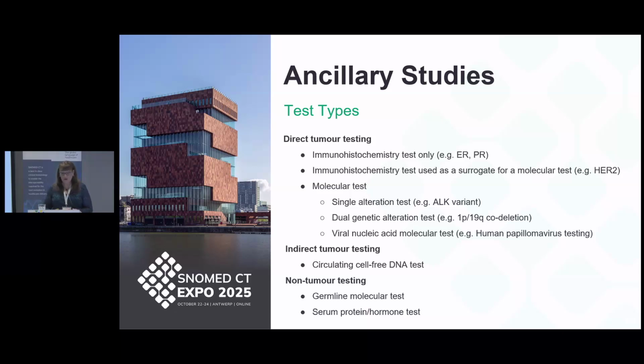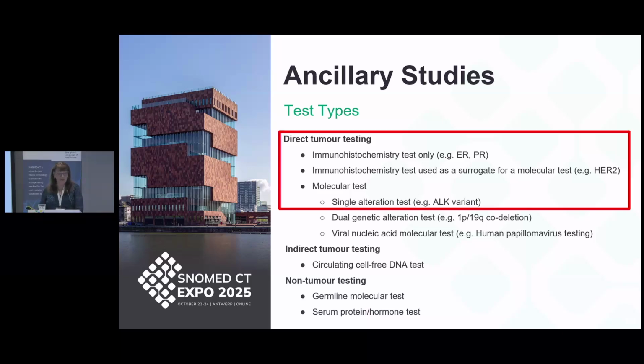So far we've looked at both direct tumour testing, indirect or circulating tumour testing, and non-tumour or germline testing. But today we're going to focus on these tests. So we have immunohistochemistry tests that are just focused on the protein that it's looking at. But we also have immunohistochemistry tests that are surrogates or replacements for a molecular test, and we'll talk more about those soon. And lastly, the molecular tests, which look at a single variant in a gene.